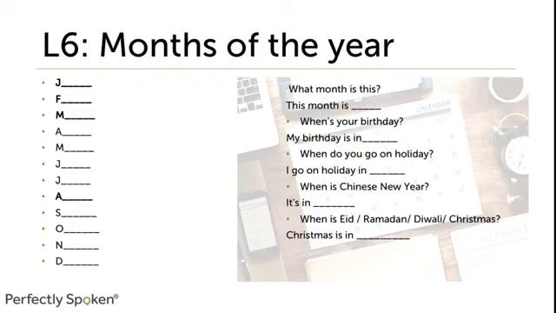Moving on, months of the year. You should know them all.